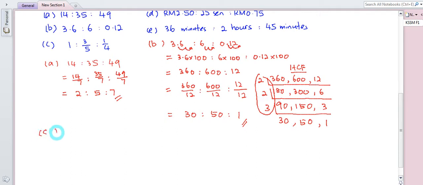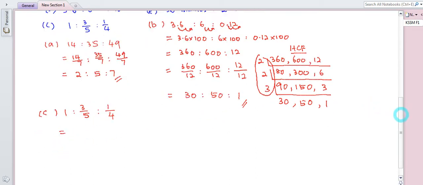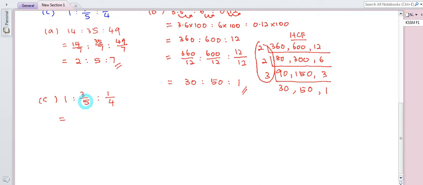I write over here C. 1 is 3 over 5, 1 over 4. Okay, so just now, still remember what I told you? Our final answer for a ratio, we don't have any fraction here. So I want to change these two fractions into integers. How should I do that? I need to find the lowest common multiple of 5 and 4. You will notice that the LCM for 5 and 4 is actually 20, right? I just multiply all the numbers here by 20.